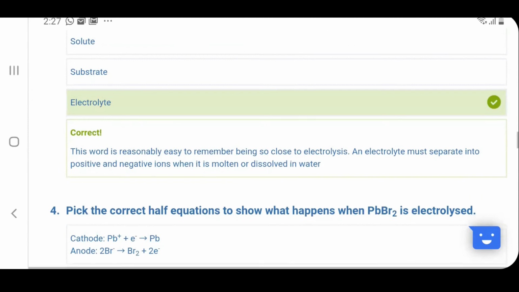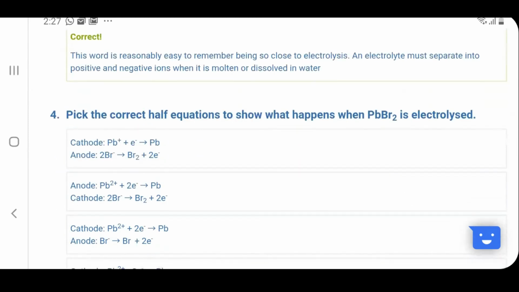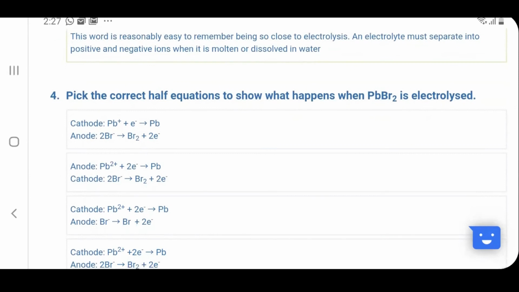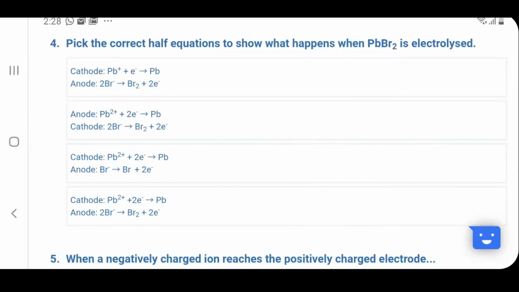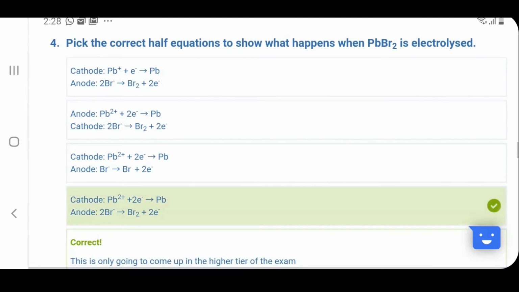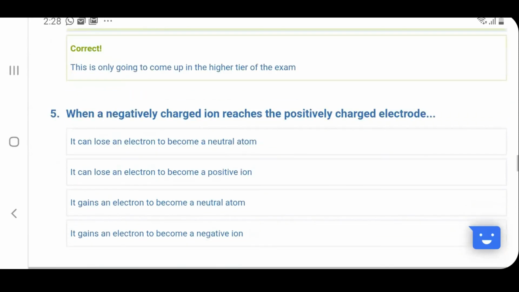All right, nice. Number 4. What is the correct half equation to show what happens when lead bromide is electrolyzed? Answer. D. D as in dog. Yes, very good, because that's a balanced one. The top one seemed to be balanced, but it's not balanced. It's 2 plus, not plus. That's good. So 4 is D, as in dog.